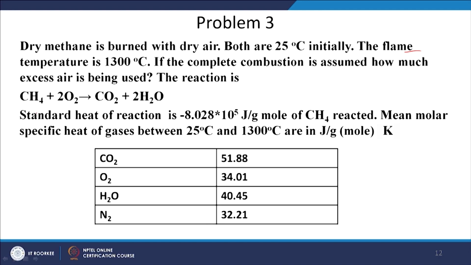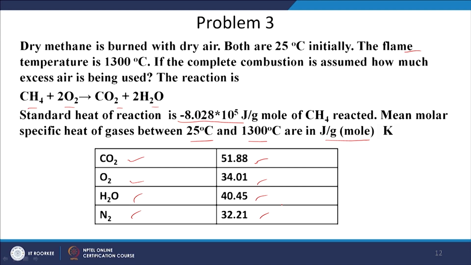The reaction is CH4 plus 2O2 gives CO2 plus 2H2O, and the standard heat of reaction is minus 8.028 into 10 to the power 5 joule per gram mole of CH4 reacted. Mean molar specific heat of gases between 25 degree centigrade and 1300 degree centigrade, in joule per gram mole K, are CO2 51.88, O2 34.01, H2O 40.45 and N2 32.21.